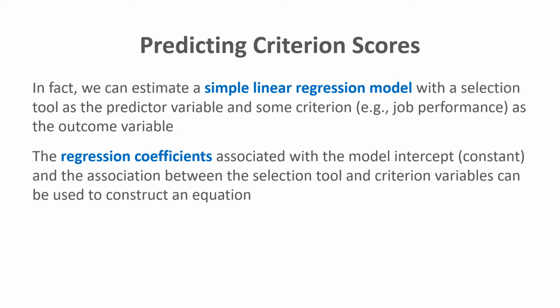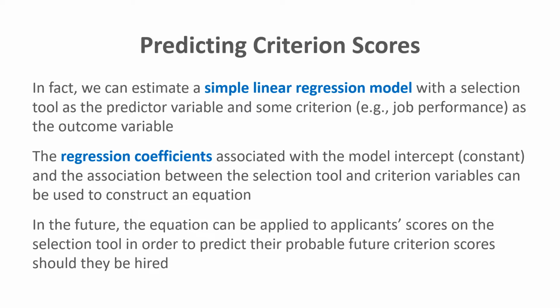And in this case, our predictor variable will be our selection tool, and our outcome variable will be our criterion measure. The regression coefficients that are estimated from such a model are going to include the model intercept, which is the model constant, as well as a regression coefficient that represents the association between the selection tool and the criterion variable. And together, these two coefficients can be used to construct an equation. Now, in the future, this equation can be applied to applicants' scores on the selection tool in order to predict their probable future criterion scores should they be hired.